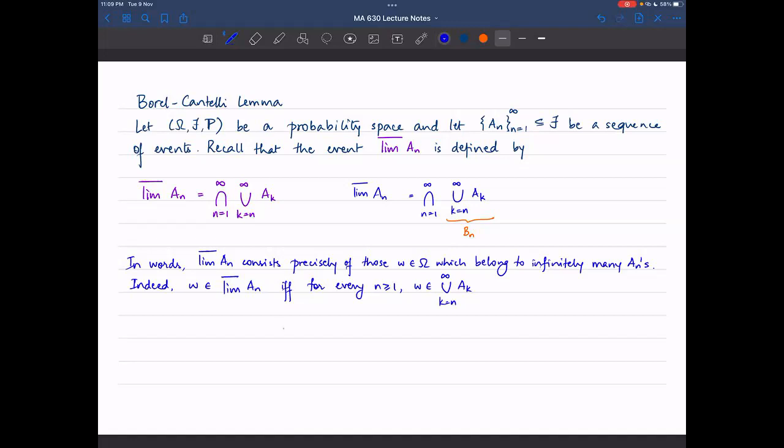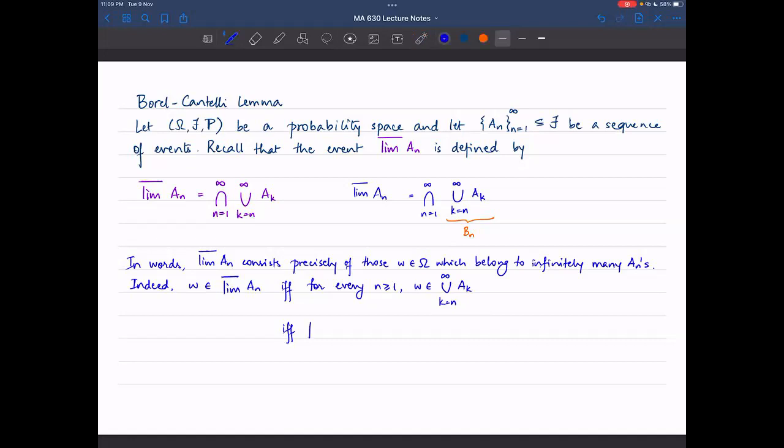All right, now let's go one step further. Now let's look at this. So for every n greater than or equal to 1, ω must belong to the union k going from n to infinity of A_k. Well, if ω has to belong to a union of all these sets, that means ω has to be in at least one of them.